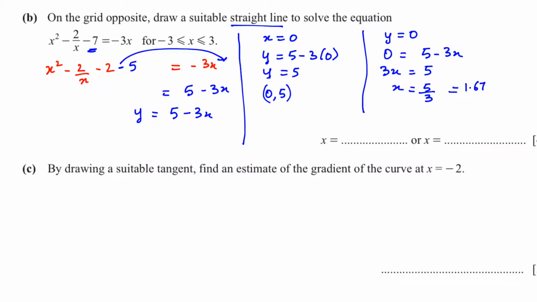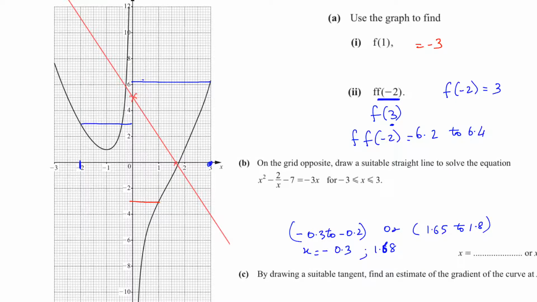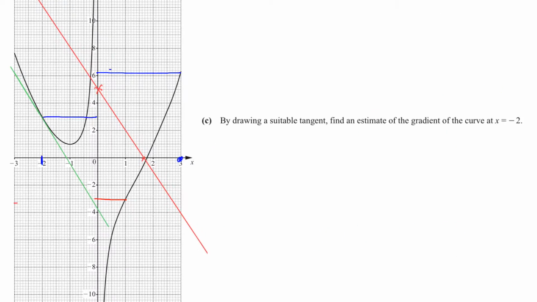The next part, by drawing a suitable tangent, find an estimate of the gradient of the curve at x is equal to negative 2. x is equal to negative 2 here, so we have to draw a tangent here and then find the gradient. A tangent means it touches the curve at one point. So let's make the tangent. So we have drawn a tangent here at negative 2. To find the gradient, you need to know 2 points. After you find 2 points, you will do y2 minus y1 over x2 minus x1.